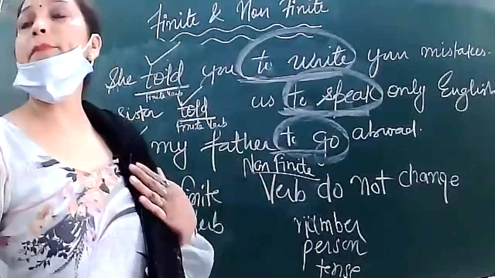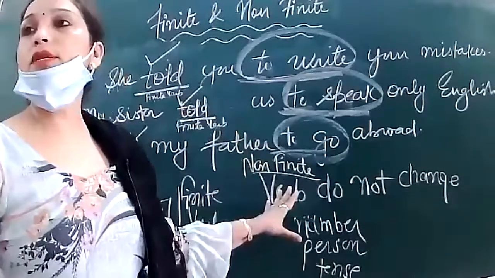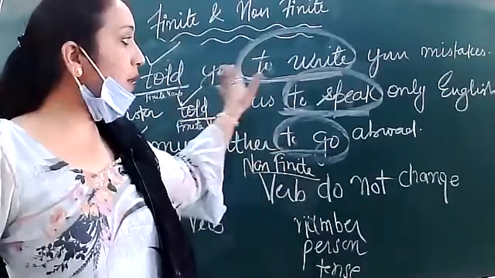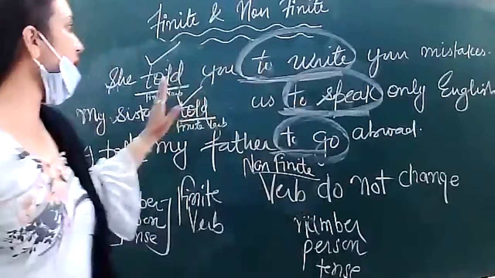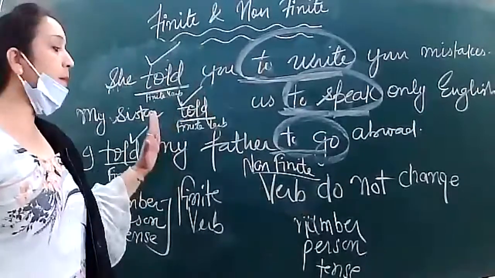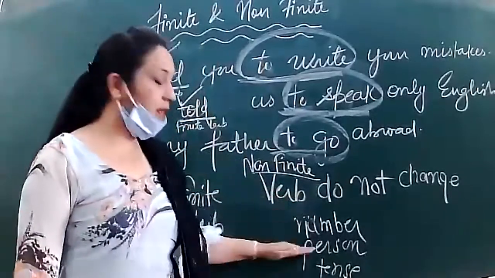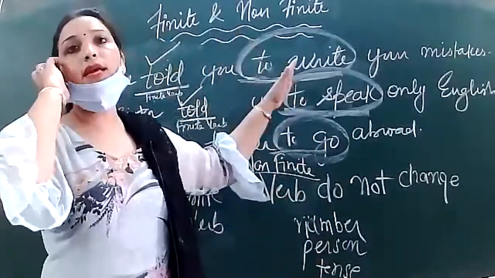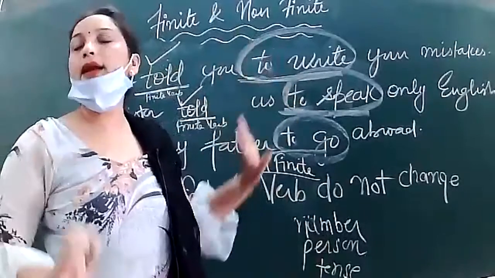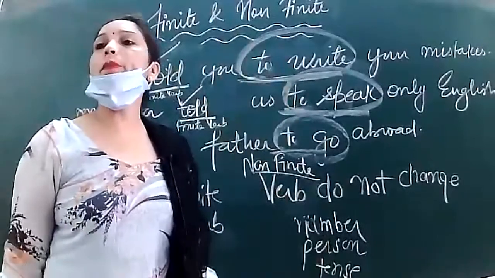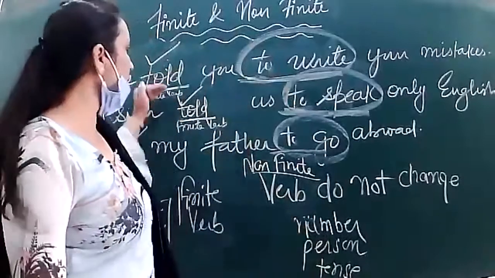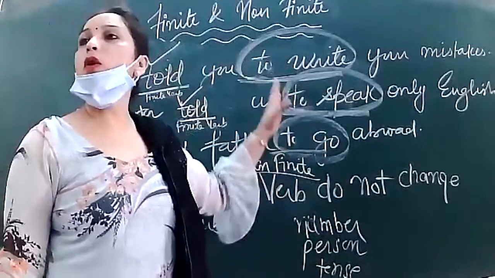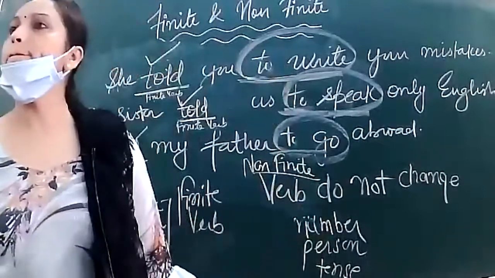But during your exam preparation, if you have prepared notes of this, you have listened to the explanation, and you have revised it thoroughly, then within 5 minutes you can look at the examples and understand these are finite verbs because these are changing according to number, person, and tense. And these are non-finite because these are not changing according to number, person, and tense. If it is asked in your paper what is finite, you can easily identify. What is non-finite, you can easily identify because these are not changing.